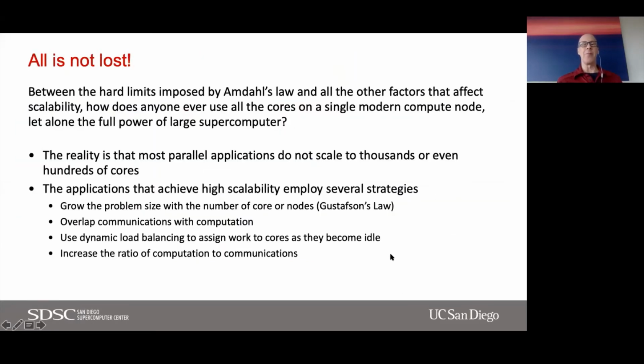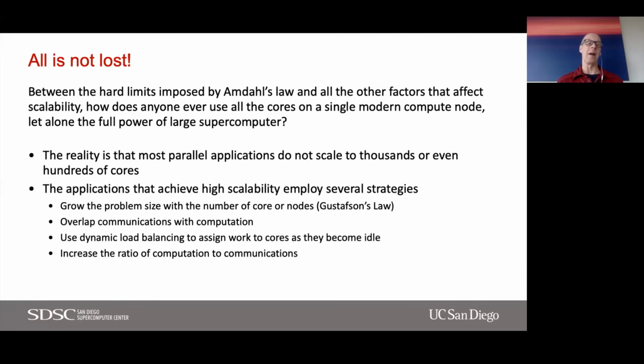So by now, you're probably getting a little depressed about parallel computing, thinking, there's Amdahl's law and these other factors that affect scalability. How does anyone ever use all the cores on a single modern compute node, let alone the full power of a large supercomputer? So I will say all is not lost. The reality is, first of all, that most parallel applications do not scale to thousands or even hundreds of cores.